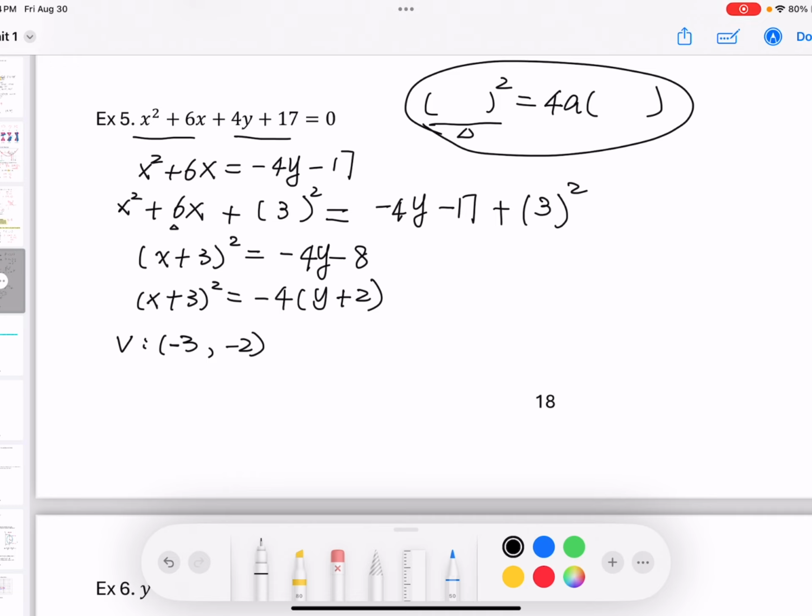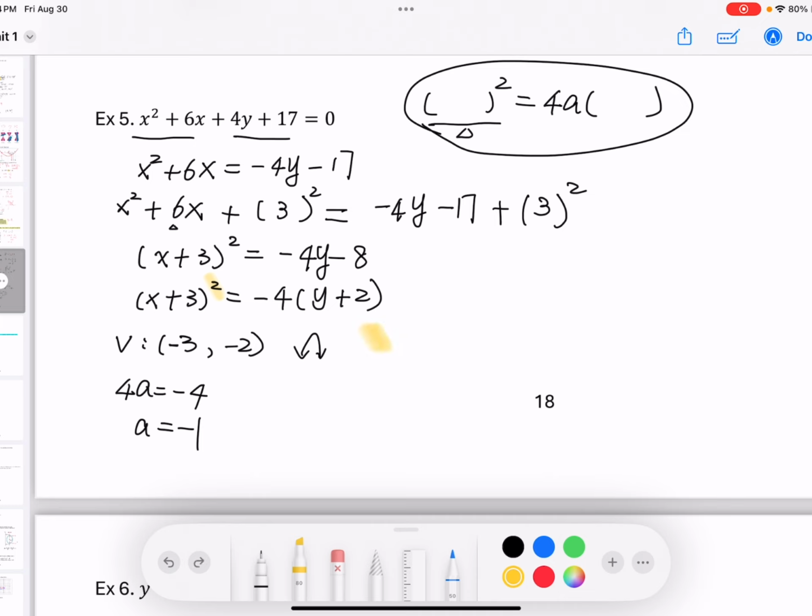And what is the a? 4a is equal to -4, so a is -1. Okay, my graph is open downward, because the squared happened on the x part. So let's find the focus and directrix. Let's make a sketch.